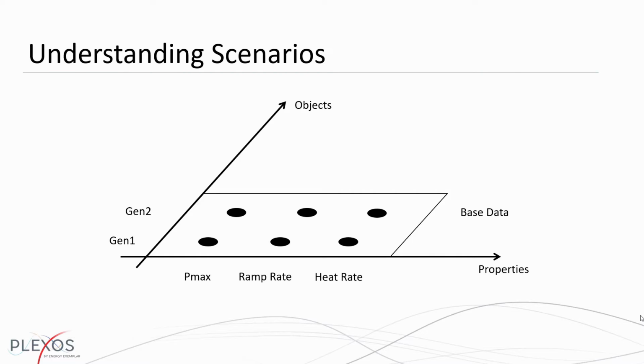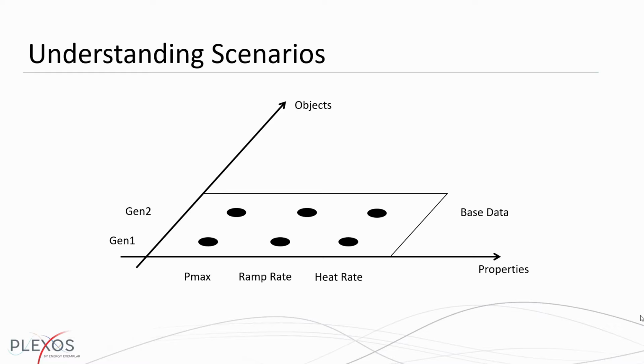Understanding scenarios. In this simple system, we have two generators, Gen 1 and Gen 2. Each generator has certain properties defined. For example, we define values for the max capacity, ramp rate, and heat rate. This is considered our base data.